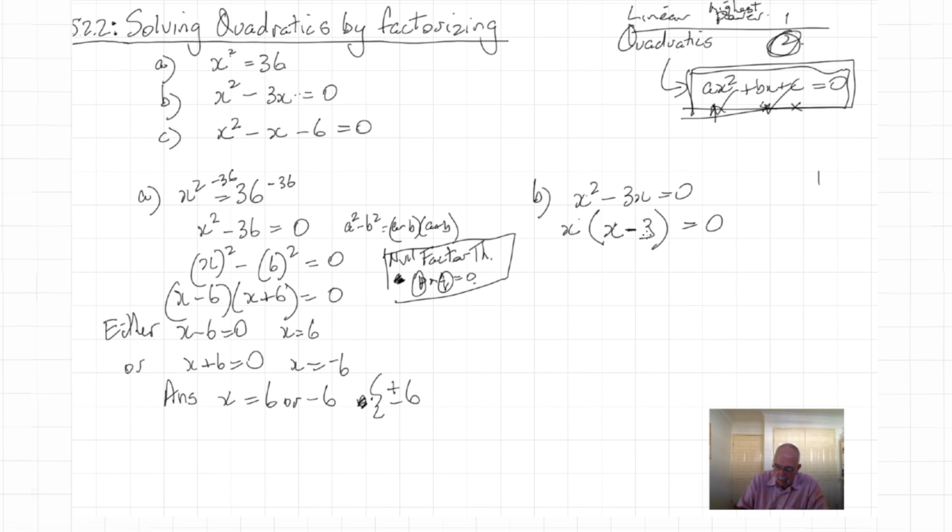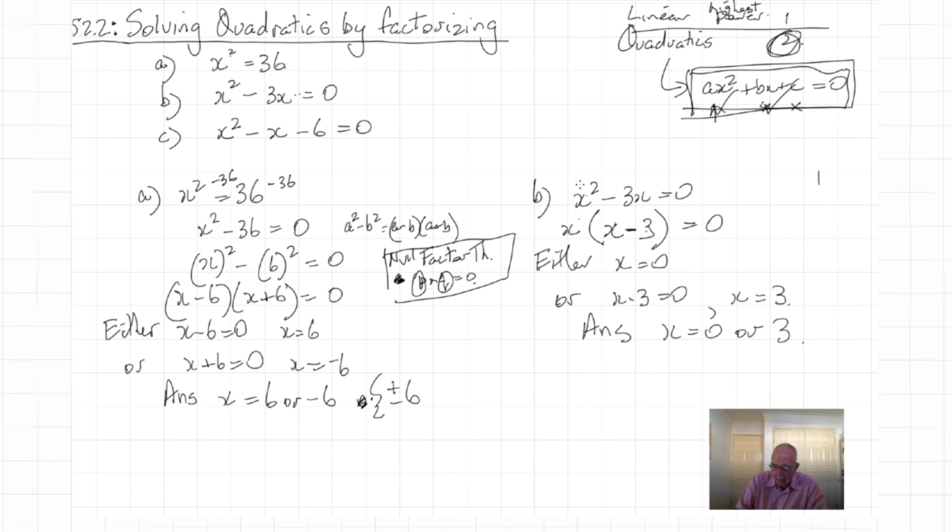So once again, by the null factor theorem, either x equals 0, well that's easy, it's already solved, or x minus 3 equals 0. So this one, either that term is 0 or that term is 0. So x minus 3 equals 0, add 3 to both sides and you get x equals 3. So my answer here, x equals 0 or 3.